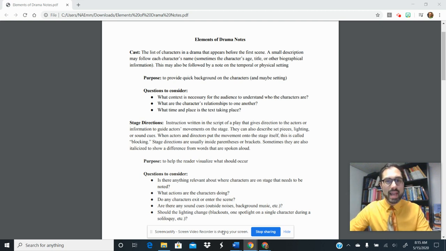Drama has some specific elements that are unique to it. So, although we need to look at elements of fiction like characters and setting and plot, and although we might be using poetic devices and literary devices like simile and metaphor and hyperbole, drama also has some very specific text features of how it's formatted on the page.